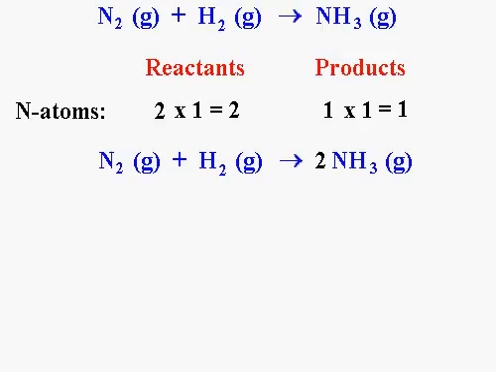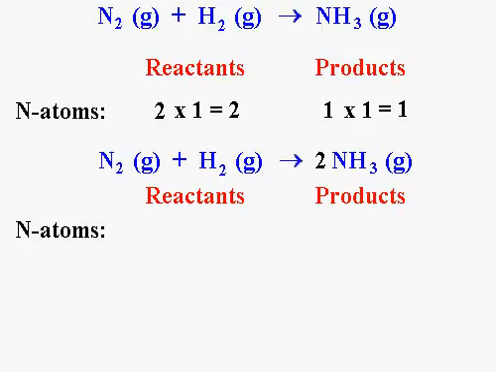But now look what happens. The number of nitrogen atoms on the reactant side has not changed. There are still 2 nitrogen atoms in the molecule and 1 molecule, so 2 times 1 is 2 nitrogen atoms. But look at what happens on the product side now. There's still only 1 nitrogen in NH3 because the subscripts can't change. However, I now have 2 molecules, so when I multiply that 1 by the number of molecules, 2, I get 2 nitrogen atoms. The nitrogen atoms now balance.